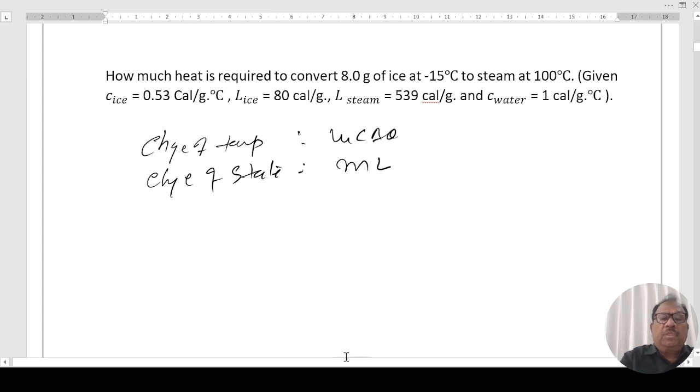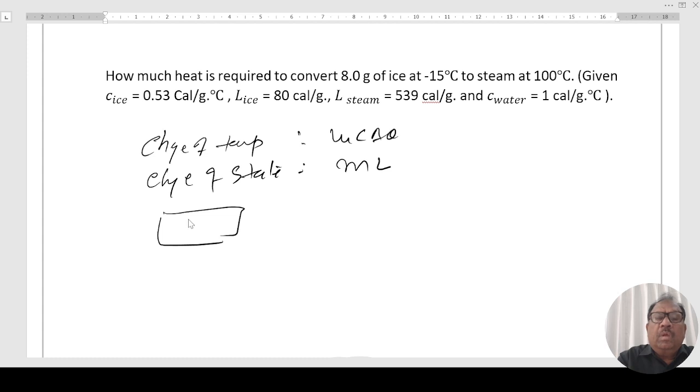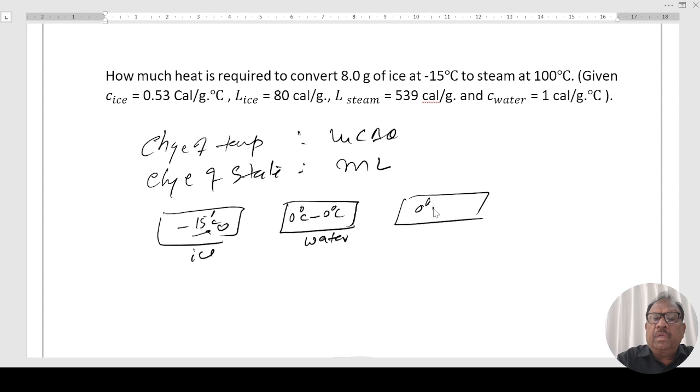Now, in this case, first minus 15 degrees centigrade ice to 0 degree centigrade ice, then 0 degree centigrade ice to 0 degree centigrade water, then 0 degree centigrade to 100 degree centigrade water, then 100 degree centigrade water to 100 degree centigrade steam.